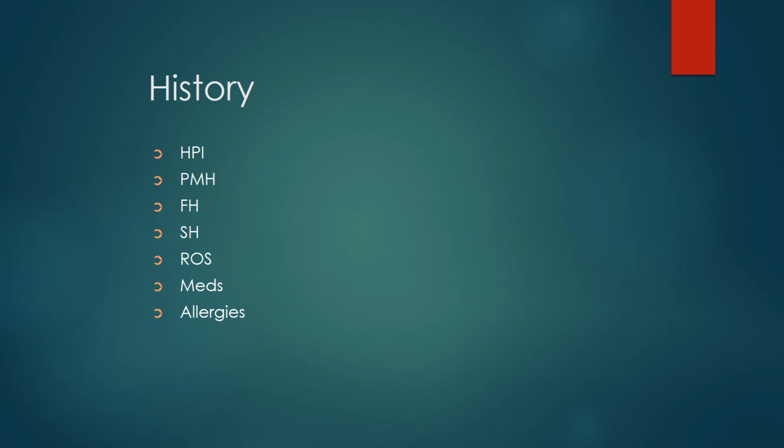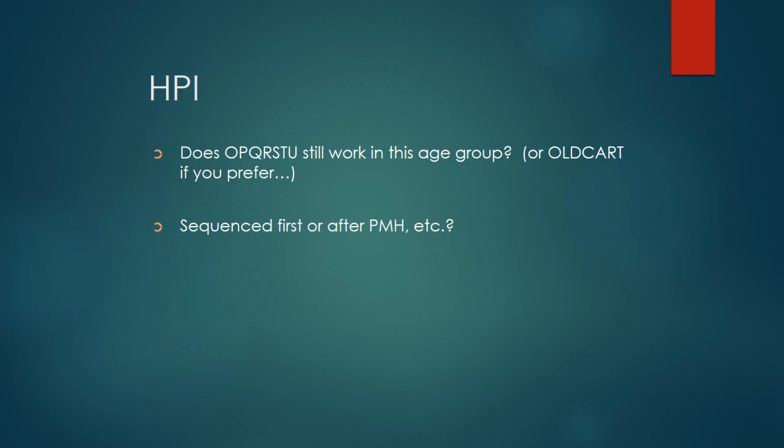Just a basic review of the things that are included in the history and physical: HPI, PMH (past medical history), family history, social history, review of systems, meds and allergies, and we'll talk specifically about each of those.